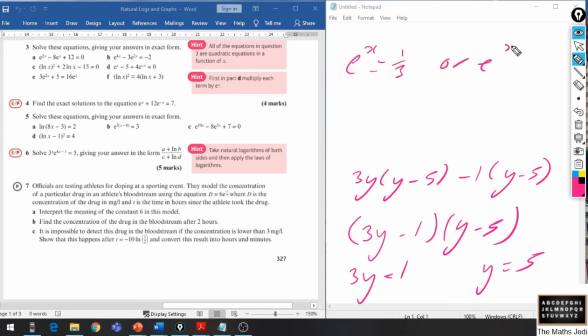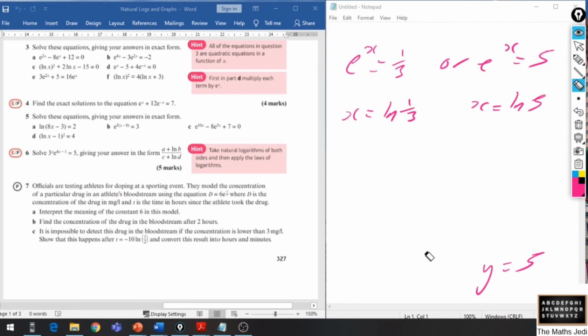Or e to the x is 5. So then we're going to have to do the anti-log both sides, log both sides. So x is natural log of a third, or in this case, x is natural log of 5. Now, log a third is worth talking about.